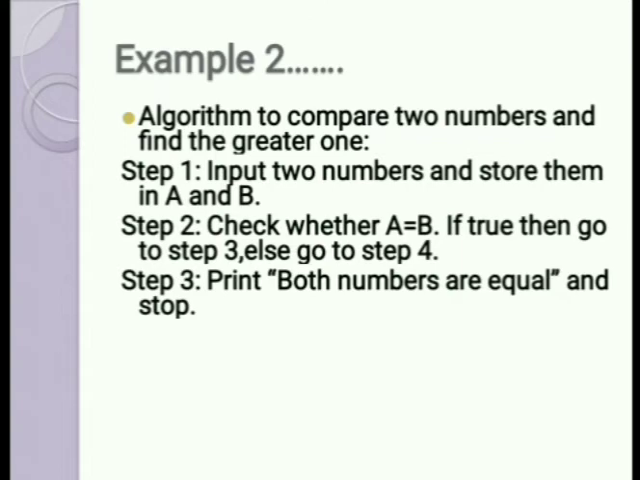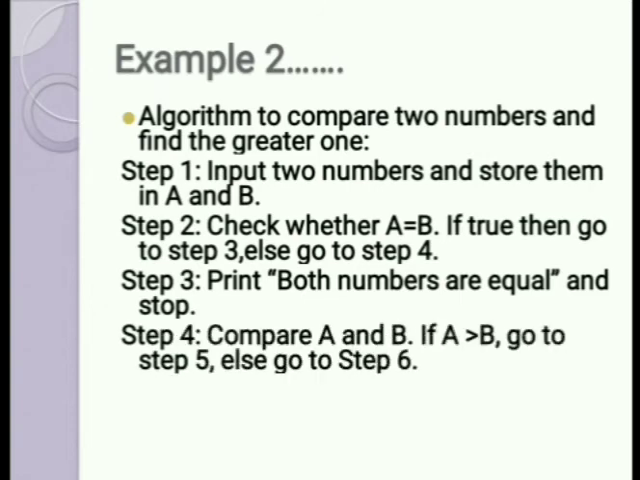Step 3 is print both the numbers are equal and stop. So once A and B are equal, you have to print both the numbers are equal, then stop. So that is step 3. If the condition is false, that is if A is not equal to B, then we should go to step 4. We'll check what step 4 is.